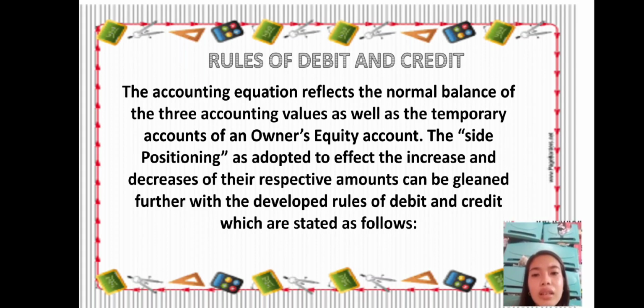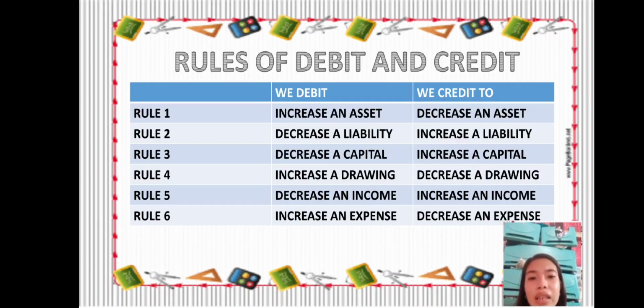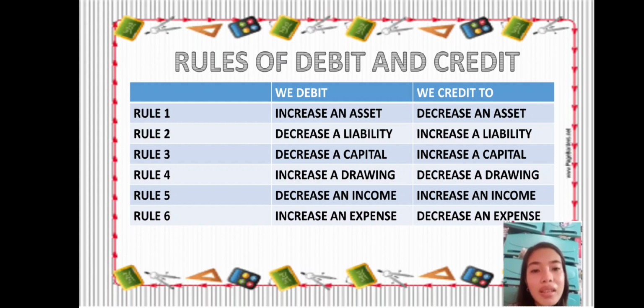Let's also discuss here what are the rules of debit and credit. In rule number 1, in debit, increase an asset, while in credit, decrease an asset. So it's like a vice versa. Rule number 2, in debit, decrease a liability, while in credit, increase a liability. Same like a vice versa: decrease, increase, increase and decrease. And rule number 3, in debit, decrease a capital, while in credit, increase a capital.